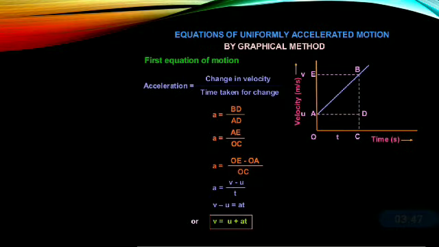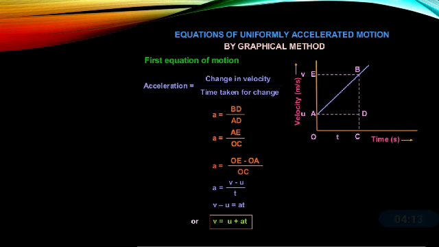Now let us see the same equations of motion, how to derive them with the help of graph. So let us look for the graphical method. So for deriving the first equation of motion graphically, we have this graph. Now acceleration is change in velocity upon time taken. So you have velocity time graph here.